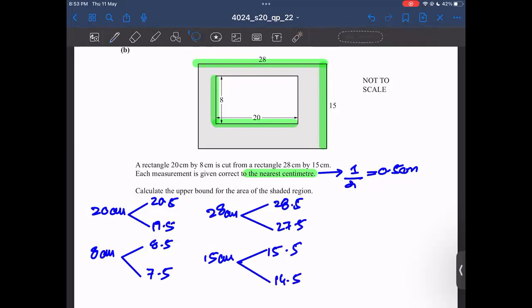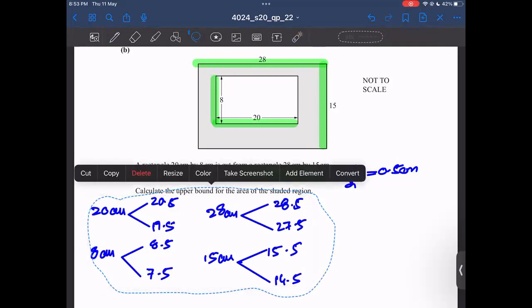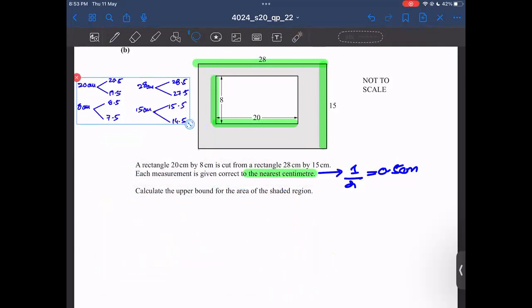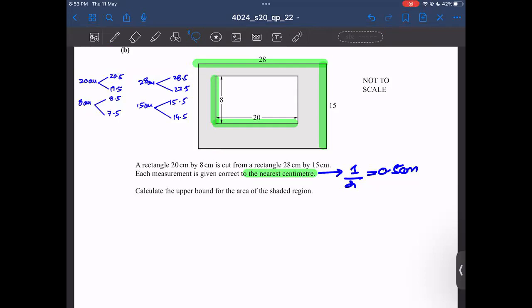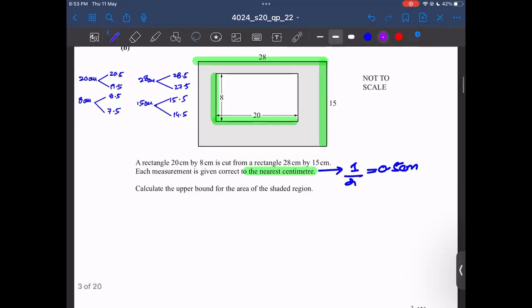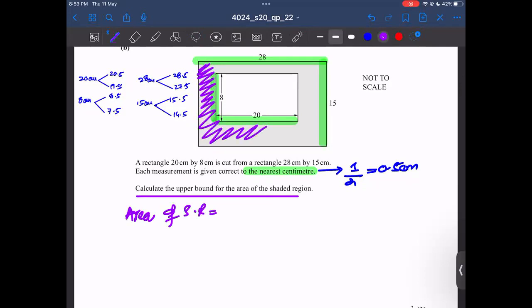All right. This is just for practice purposes. I don't really need all these upper bounds and lower bounds. What I need is, they are saying calculate the upper bound for the area of the shaded region. See, if I ask you to find the area of the shaded region, how are we going to find it? We are going to find the area of the larger rectangle and subtract the area of the smaller rectangle. Area of large rectangle minus area of the small rectangle.